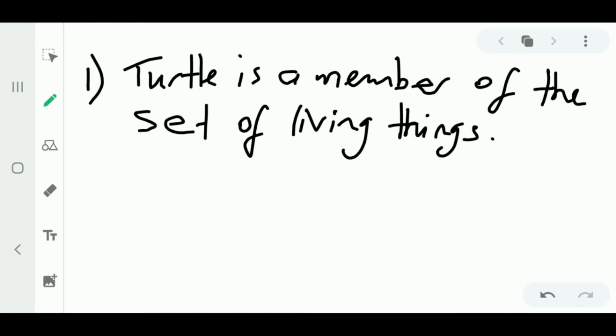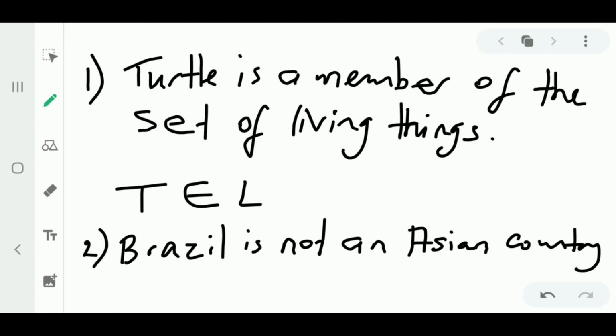Let's say we want to do this here. Turtle is a member of the set of living things. So we would say turtle is an element of the set of living things. Let's say we want to do Brazil is not an Asian country. Then B would denote Brazil, not an element of an Asian country. That is how we represent it in set notation.